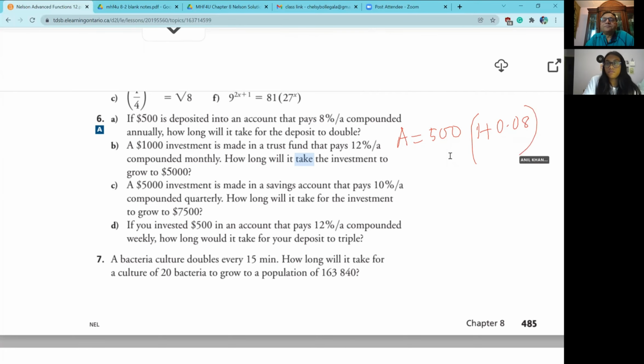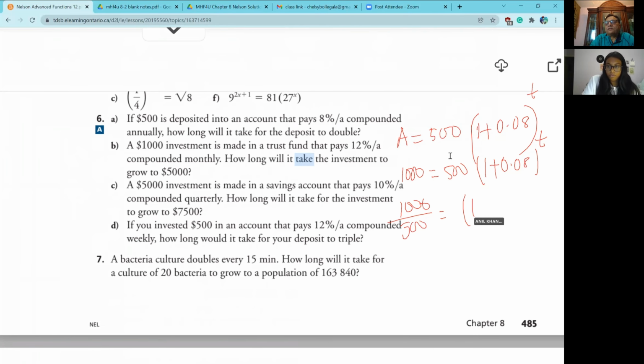Is it okay? It is compounded annually. How long will it take for the deposit to double? So this is to the power of time t. Every year it gets compounded. So to double means A becomes 1000, right? You can calculate. So it becomes 1000 divided by 500, which is 2, which is of course doubling, right?